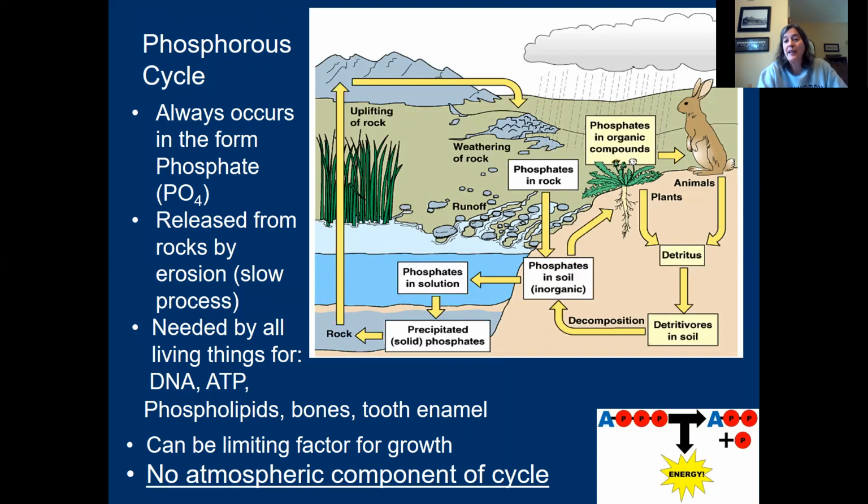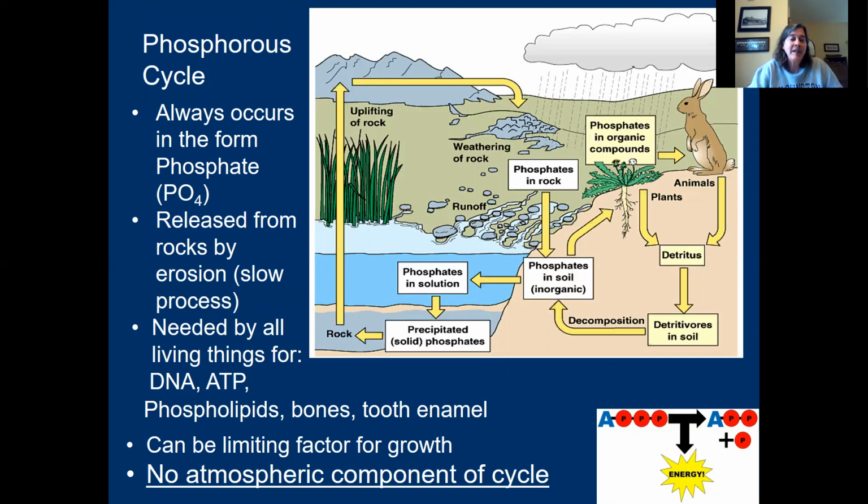It strictly goes from the rock. The rock can weather down, goes into the soil, plants can take it up out of the soil, and then we can use that phosphorus in our systems. So we use it, again, think about what it's needed for in living things: DNA, ATP, phospholipids, bones, tooth enamel. We use phosphorus for a lot of things.